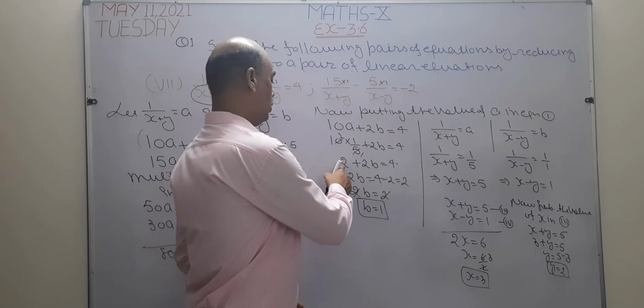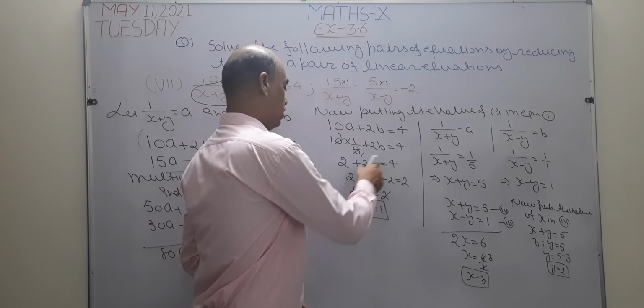I take this 2 from left to right. So this positive number becomes negative. 4 minus 2 is 2. Now this 2 is cancelled with 2. The value of b becomes 1.